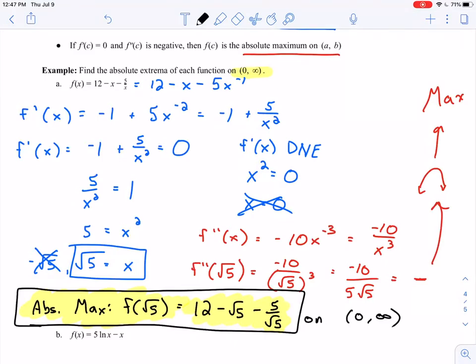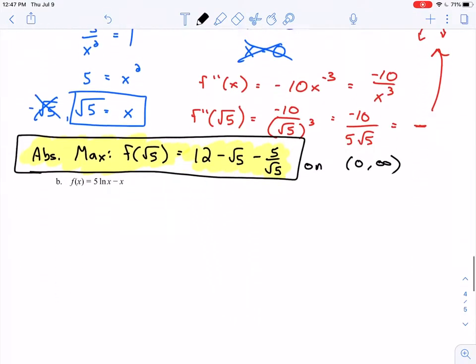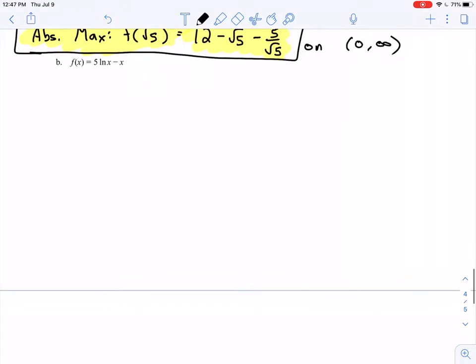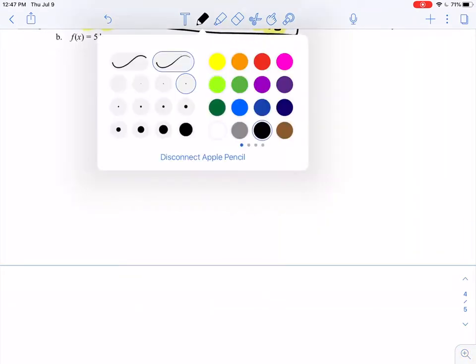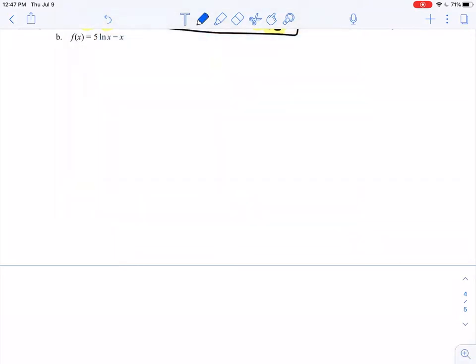Let's look at one more example here. Here I have f of x equals 5 natural log of x minus x. So again, I'm finding extrema, so I want to start by finding my critical points, which means I need my first derivative, f prime of x. So derivative of 5 natural log of x is 5 over x minus 1. So here is my first derivative.